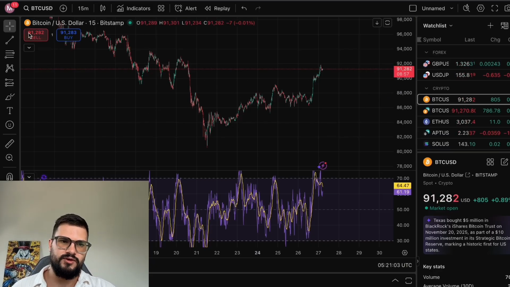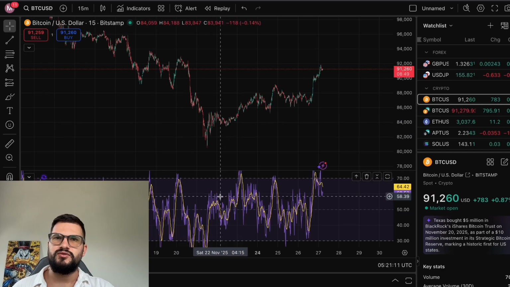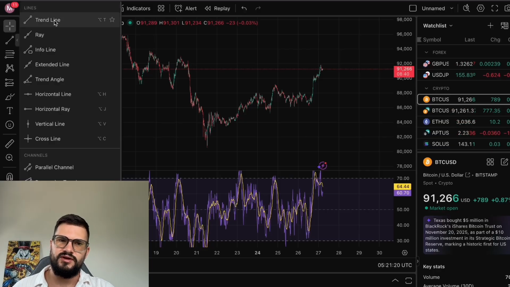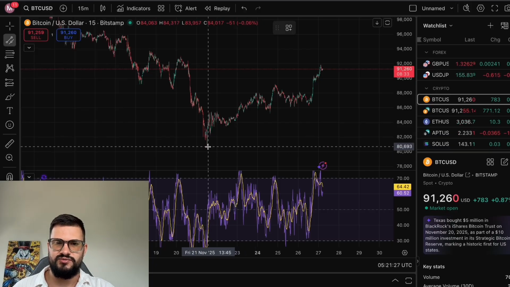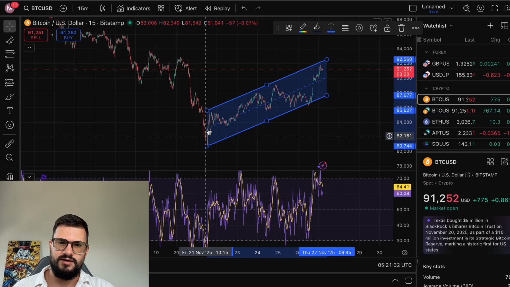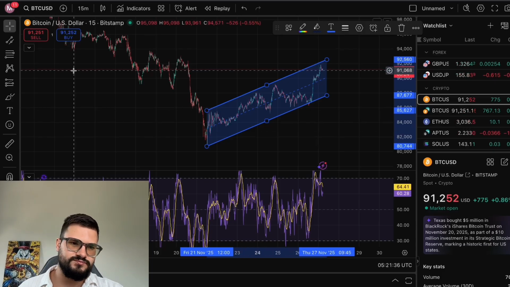Now, here we have the TradingView platform. This is the TradingView Pro version, where you have the chart here. You can choose some indicators here. Then we have the toolbar on the left, where you can choose different tools. Here you have trend lines, rays, horizontal lines, vertical lines, and all the others. You can also have parallel channels. For example, let's see here. I can draw a parallel channel, and there are many other tools that you can use for your trades.